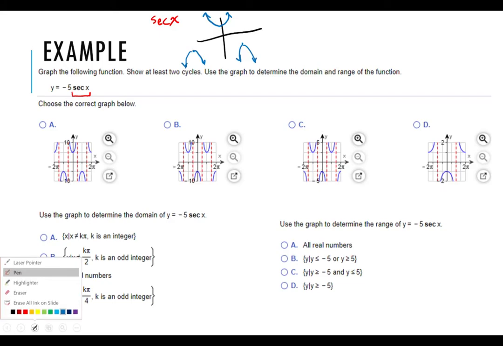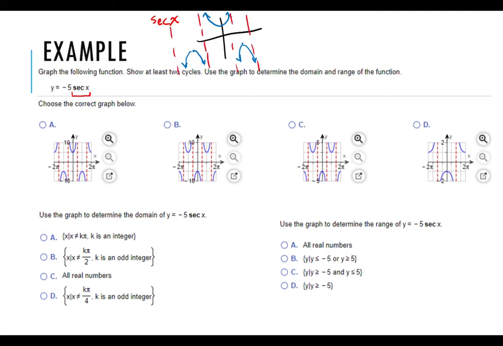Where specifically, we have the vertical asymptotes at odd multiples of pi halves. So, pi halves, negative pi halves, 3 pi halves, negative 3 pi halves, so on and so forth. Okay. But now let's label the transformations that occur.